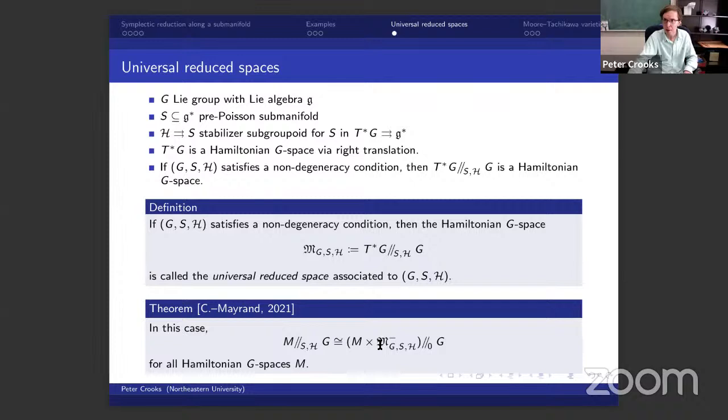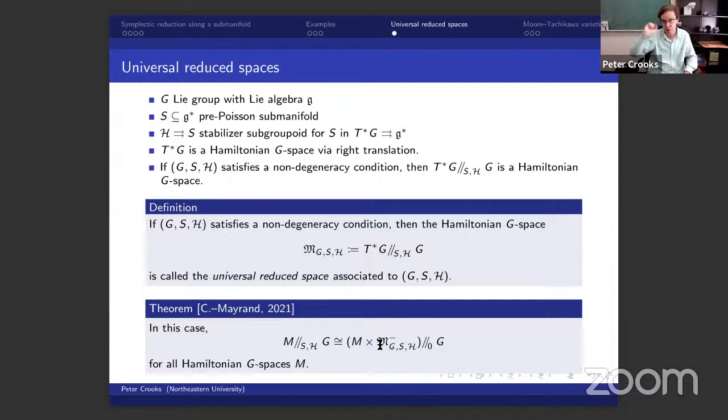In other words, for any Hamiltonian G space M, I can view symplectic reduction of it, along the submanifold with respect to the subgroupoid and the group, as a kind of Marsden-Weinstein reduction that is twisted by this universal space.